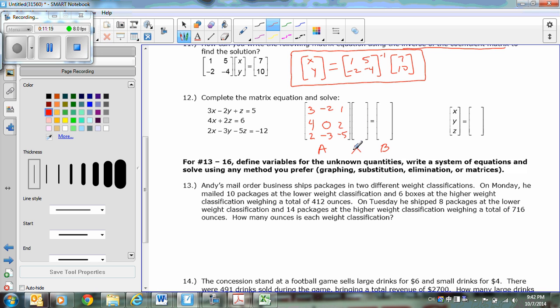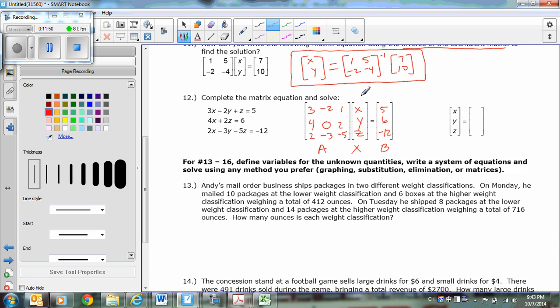Okay, this is our variable coefficients. Our variable matrix. Our variables are x, y, and z. So this will be a 3x1 matrix, x, and then y, and then z. And then over here is our constant matrix, another 3x1 matrix. It would be 5, 6, and -12.